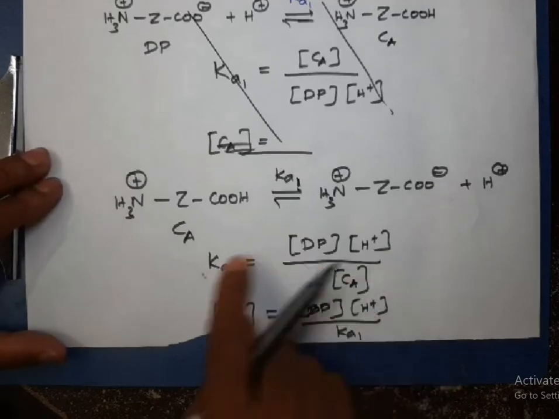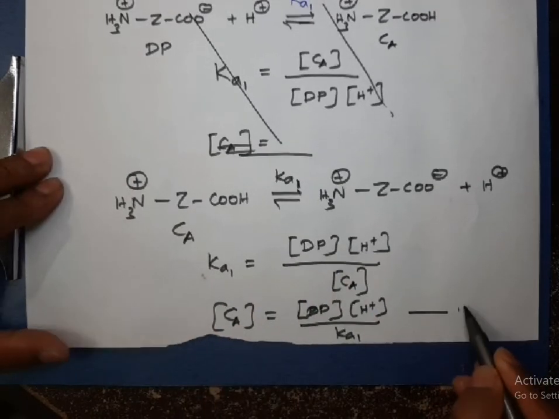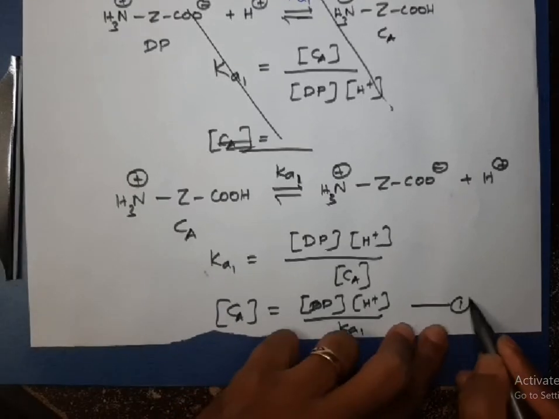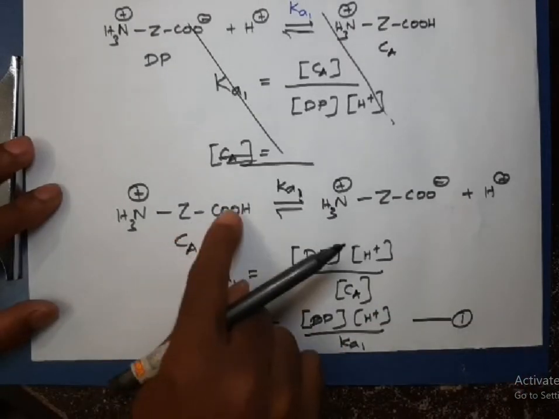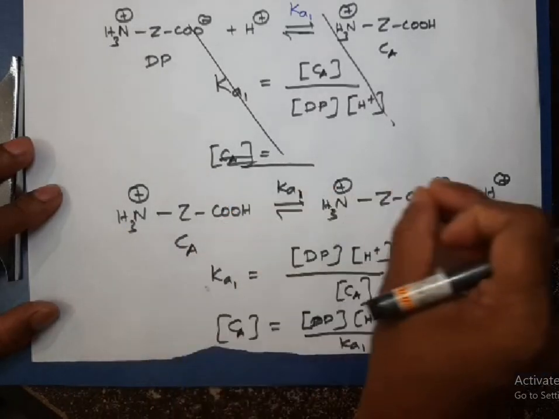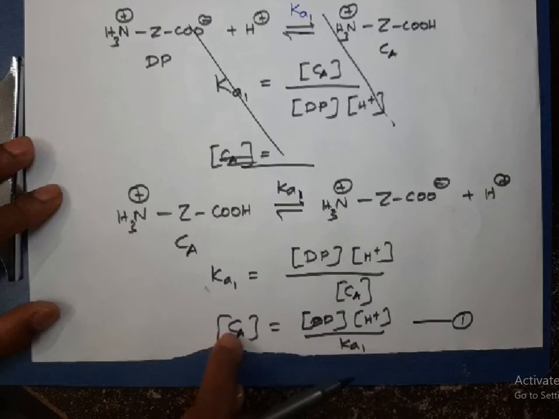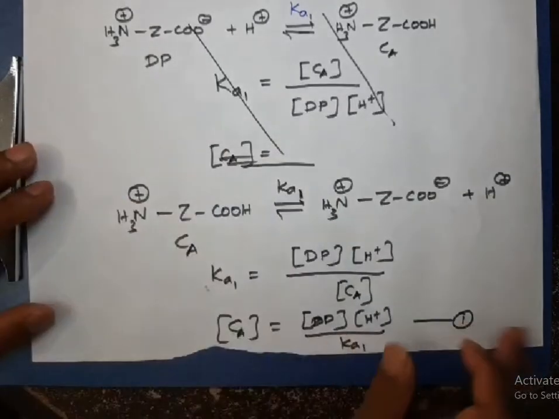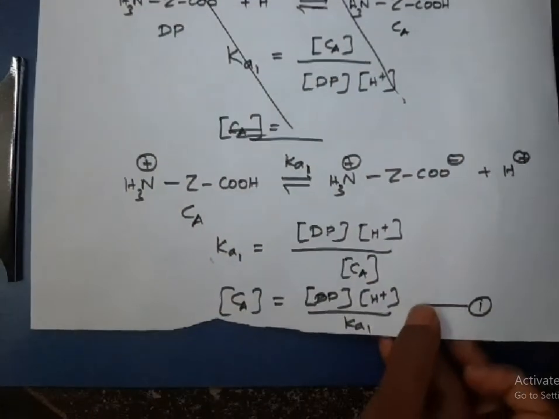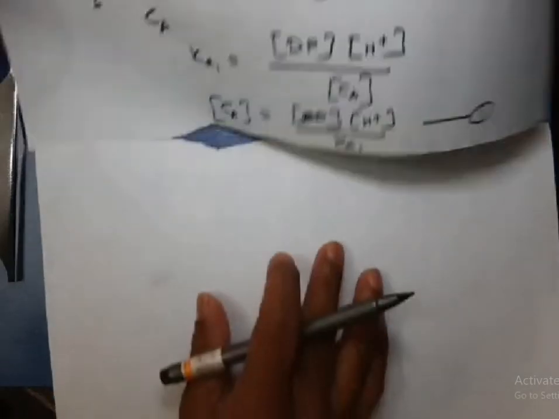So from this we found the concentration of the conjugate acid. Let me take this as equation number 1. We have taken the conjugate acid and how it dissociates, and from this we have found the concentration of the conjugate acid. Now I'll take the conjugate base and let me show you the Ka2.